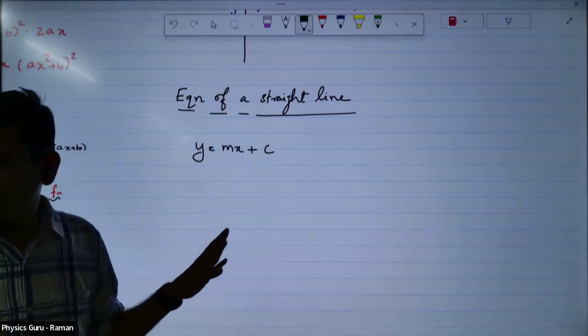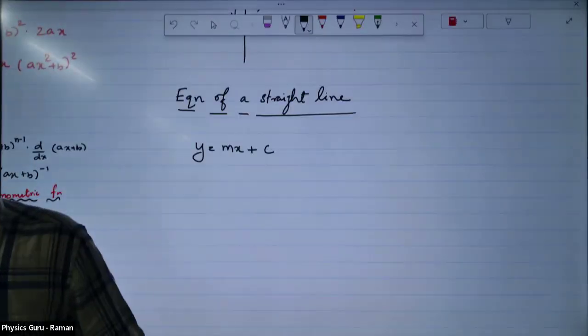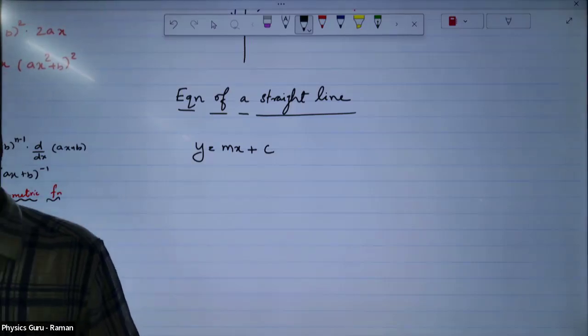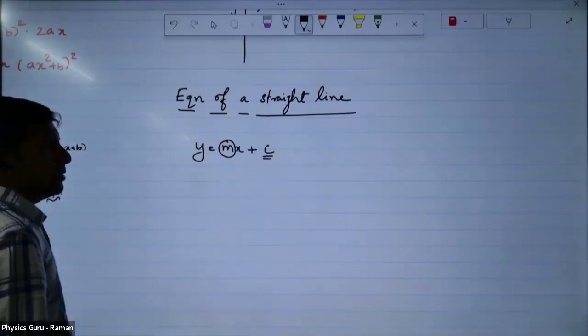Have you learned this ever? Yes, sir. Where did you learn? Sir, in 9th standard, I learned about this, in the slope. They told like M is the slope and C is the intercept, no, sir. That's correct. So this M is the slope and C is the intercept.